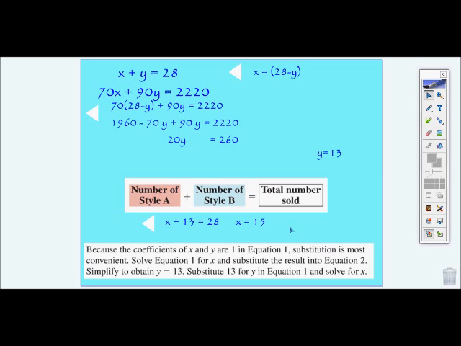So one more time, because the coefficients of x and y were both 1 in equation 1, substitution was the most convenient. We solved equation 1 for x and substituted the result into equation 2. We simplified to obtain a numerical value of y equals 13, and then did substitution one more time, picking either equation, usually the easiest one, and substituting 13 for y, again having one variable to solve for. And when we solved for that, we got x is equal to 15.